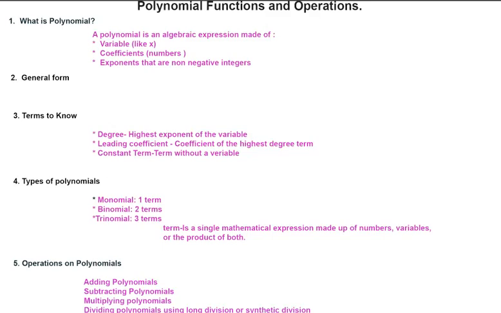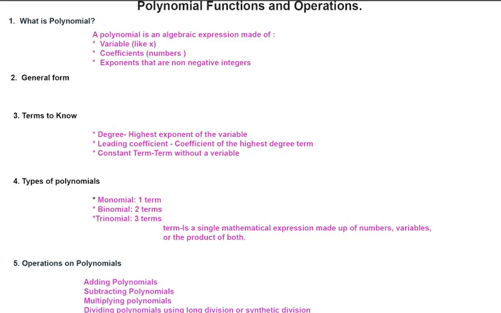In this session, I'll be talking about polynomial functions and operations. So what is a polynomial? A polynomial is an algebraic expression that's made up of variables, like x, coefficients, numbers, and exponents that are non-negative integers. The numbers involved in the polynomial we'll call coefficients, and you will also see exponents that are non-negative integers, and of course variables.